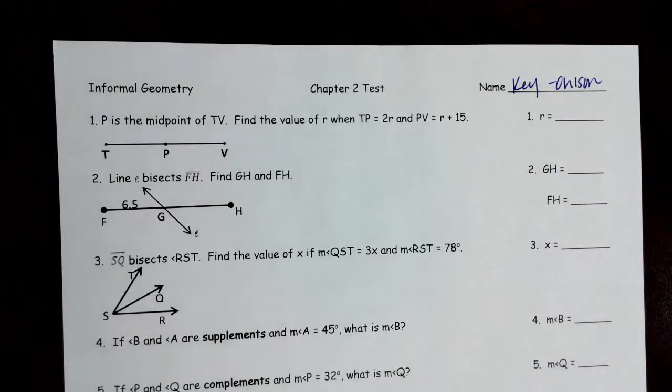Okay, so we're going to start going through the test questions today. The first question says, P is the midpoint of TV. Find the value of R when TP equals 2R and PV equals R plus 15.